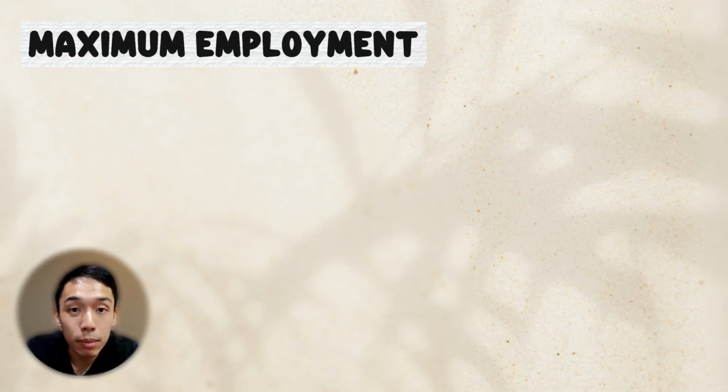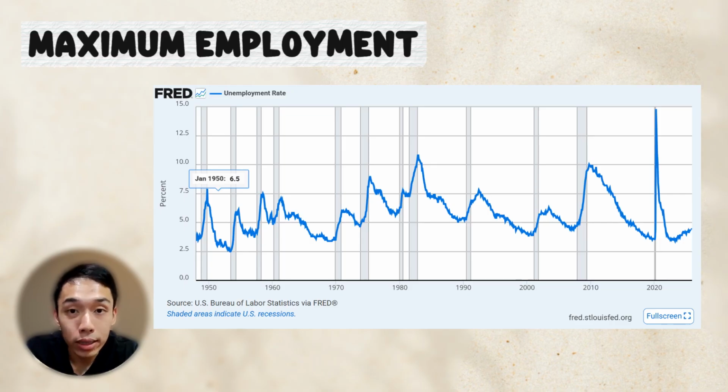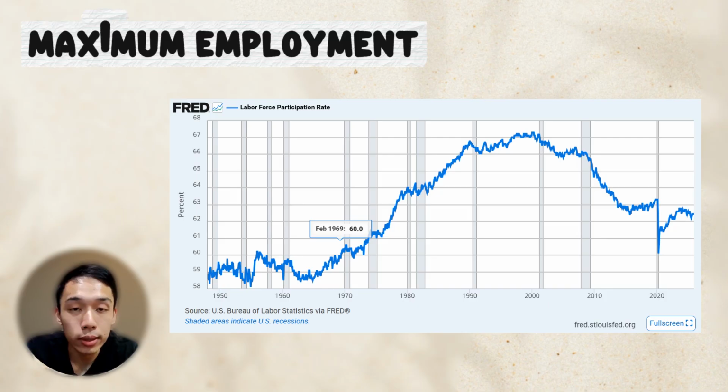Now, let's look at the second side of the mandate, which is maximum employment. This doesn't mean zero unemployment. The Fed looks at the unemployment rate, job creation, wage growth, and labor force participation. A labor market that's too tight can fuel inflation, while a labor market that's weakening can signal recession.